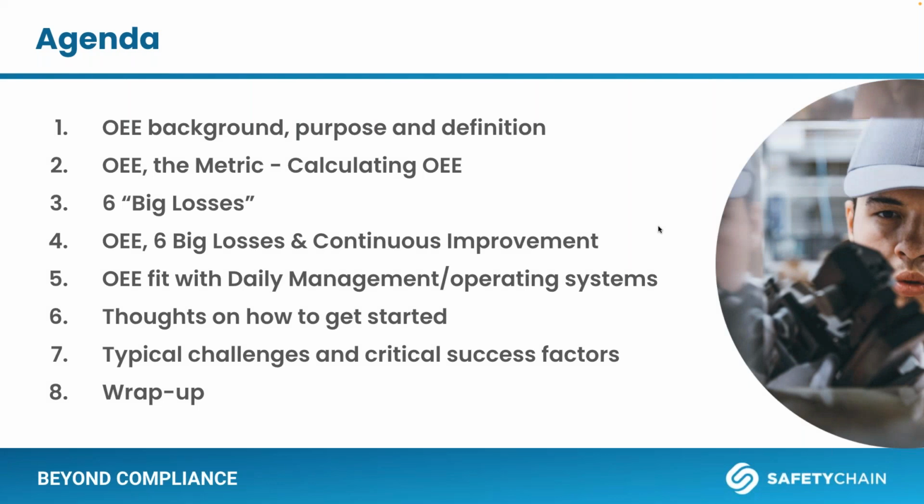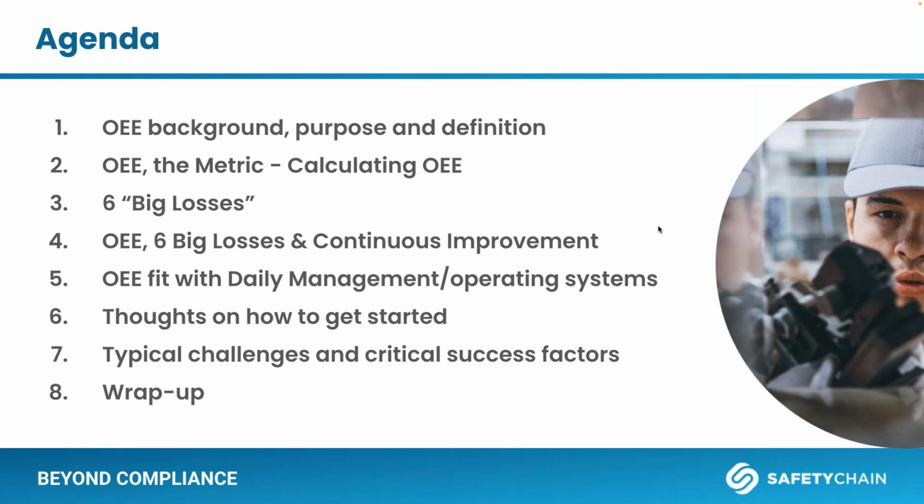No worries. So, an overview of the agenda: a bit of background, the purpose, and the definition of OEE; the metric and how you go about calculating it. We'll talk a little bit about what's coined as the six big losses that organizations look for and that constitute waste when it comes to effectiveness and efficiency. Then how OEE and the losses connect with continuous improvement and form a foundation for focusing our continuous improvement efforts, going back to the supply chain challenges that Aaron mentioned.